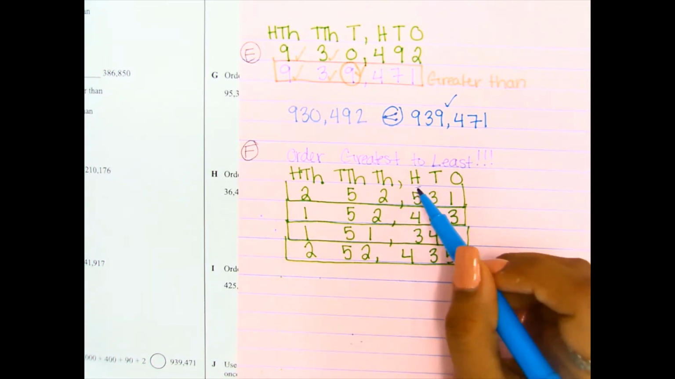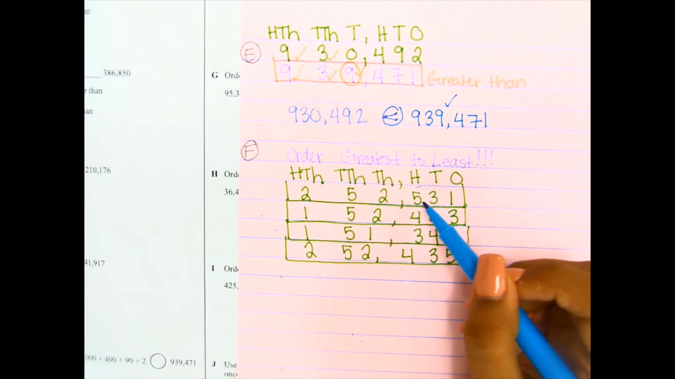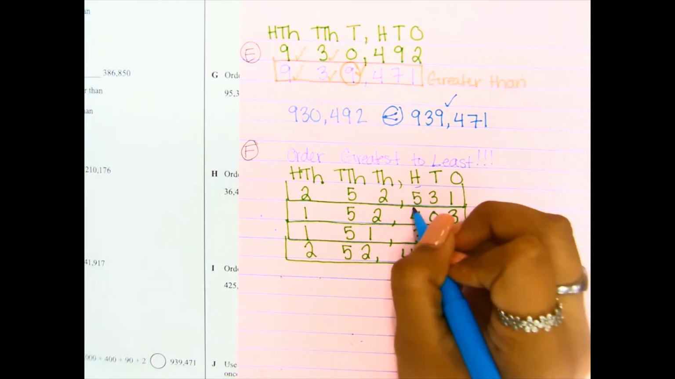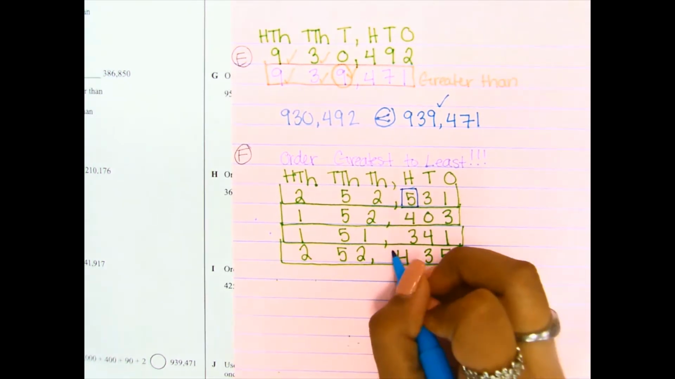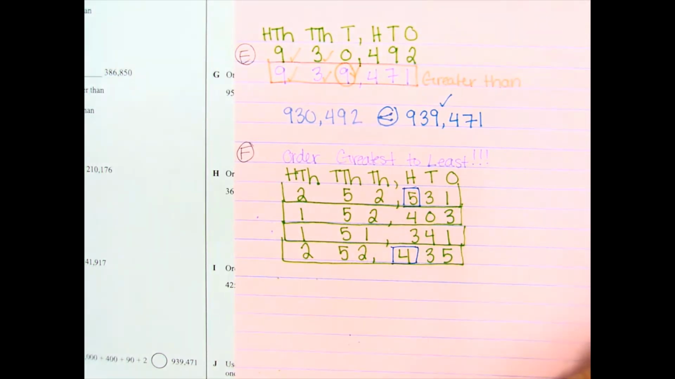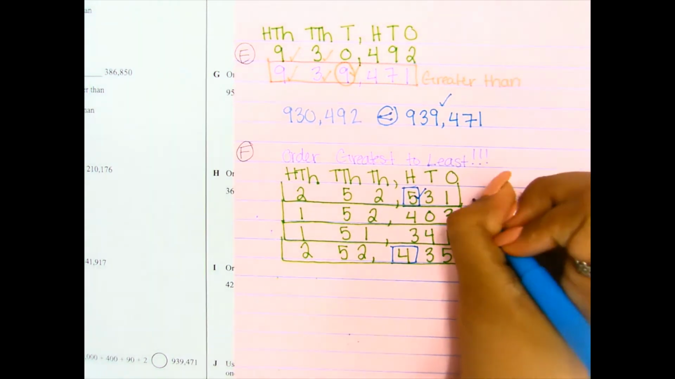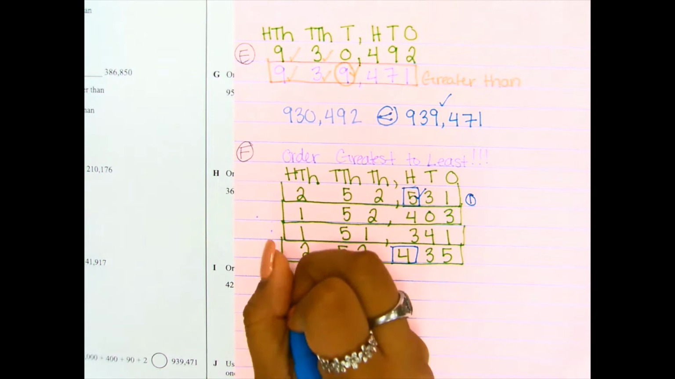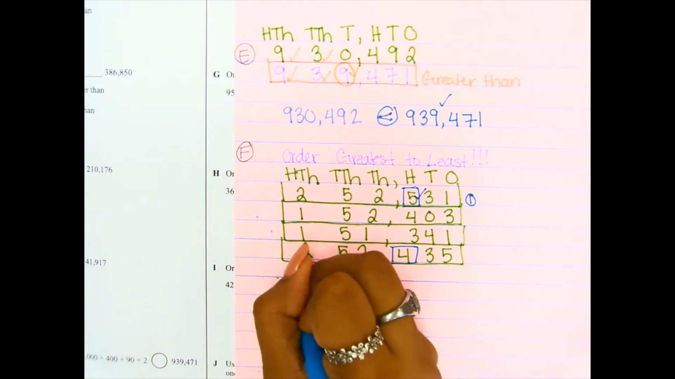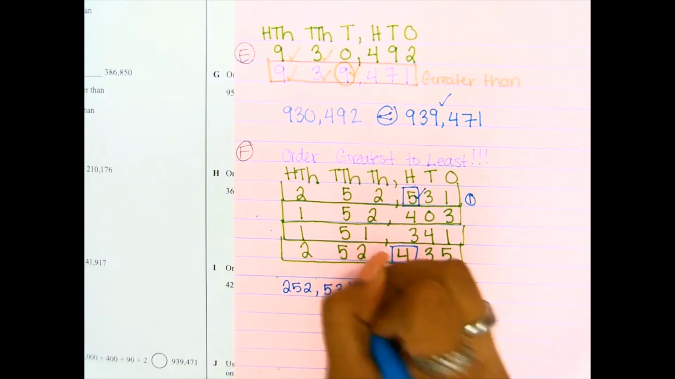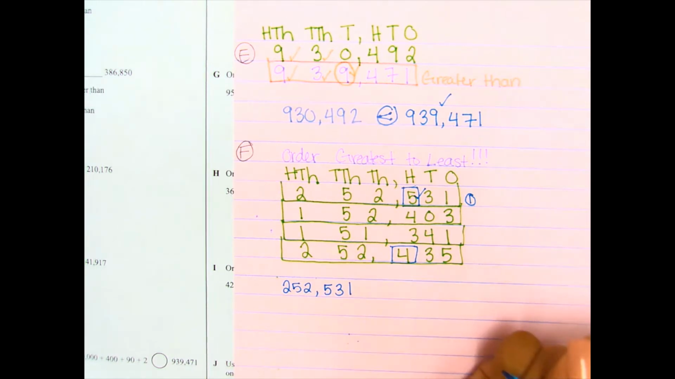Now I'm at my hundreds. I have a 5 in my hundreds for this number and a 4 for this number. These are different. So I'm going to box these in. Which one is greater, 5 or 4? My 5 is greater. So overall, this number is first. So I'm going to put a 1. So my greatest number is 252,531. That is my largest number.